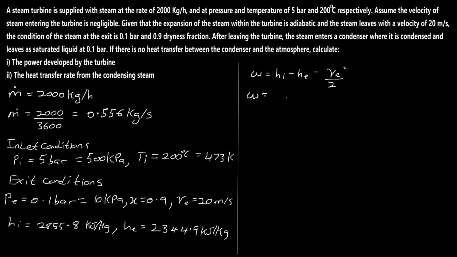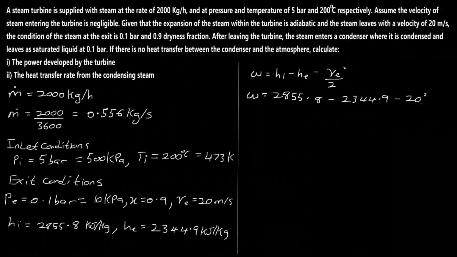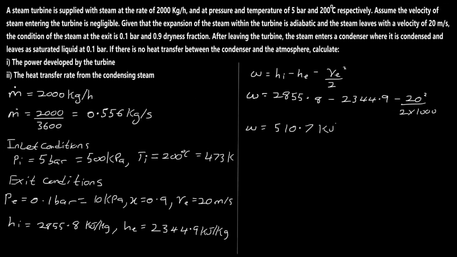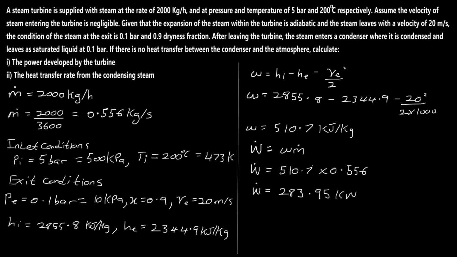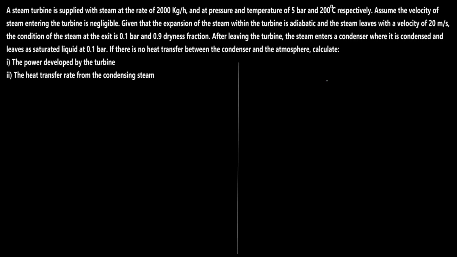And substituting all our values into the energy equation, we obtain the work done per unit mass of steam as 510.7 kilojoules per kg. We can see that we have a positive value because in a turbine, the working fluid does work in turning the blades of the turbine. To calculate the power generated, we multiply the work done per unit mass by the mass flow rate. And for our power, we obtain 283.95 kilowatts.